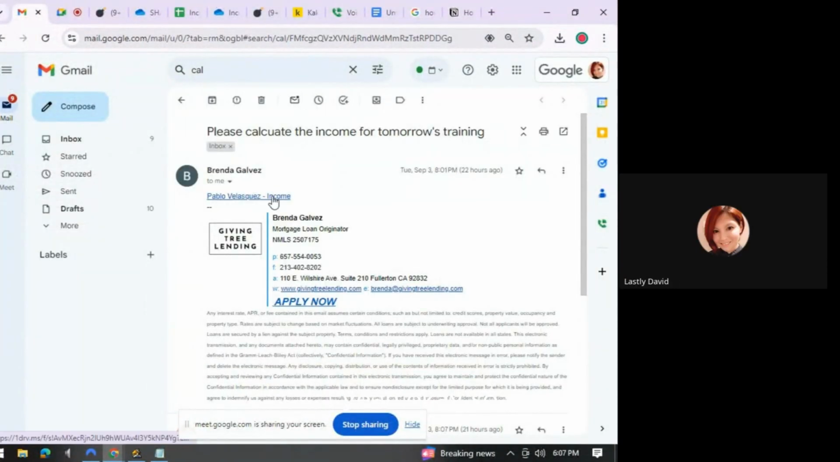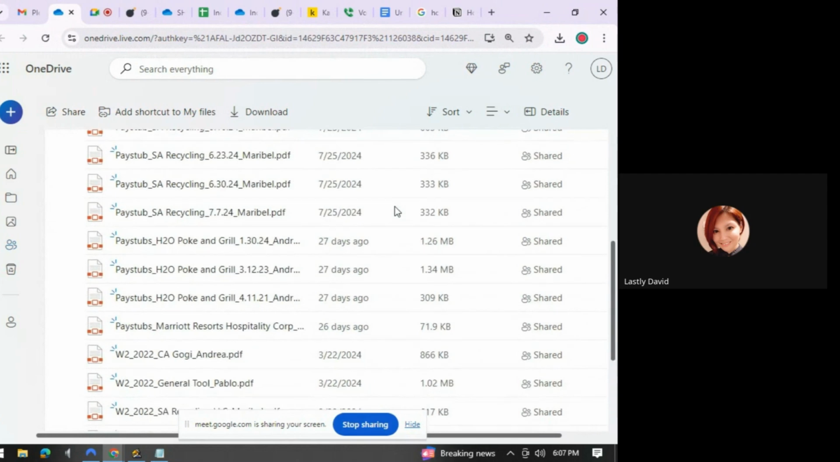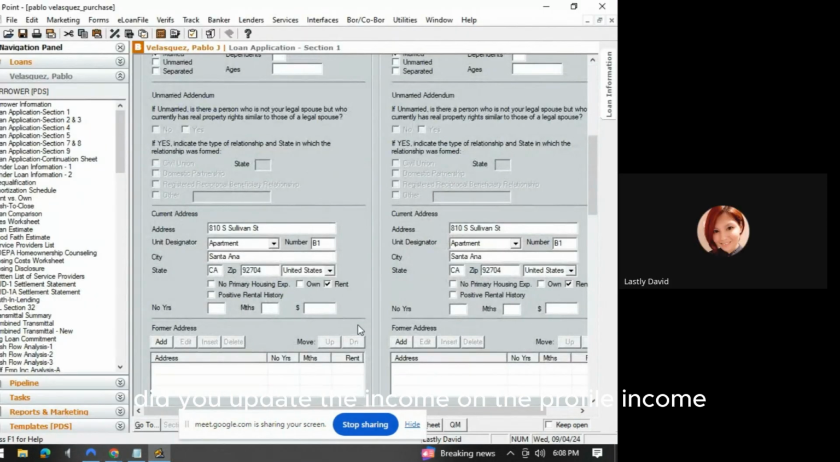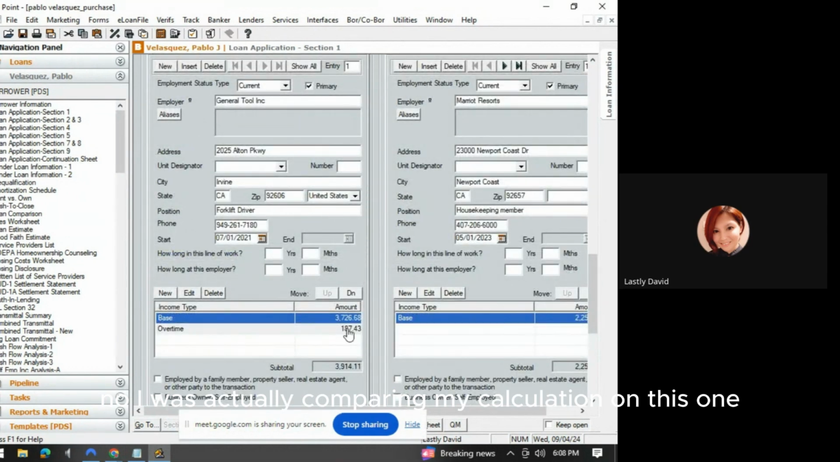Yeah. Okay. So it's for Pablo Velasquez. Did you update the income on the point file? Income? No, I was actually comparing my calculation on this one. I thought this is accurate. No. So where is your calculation?